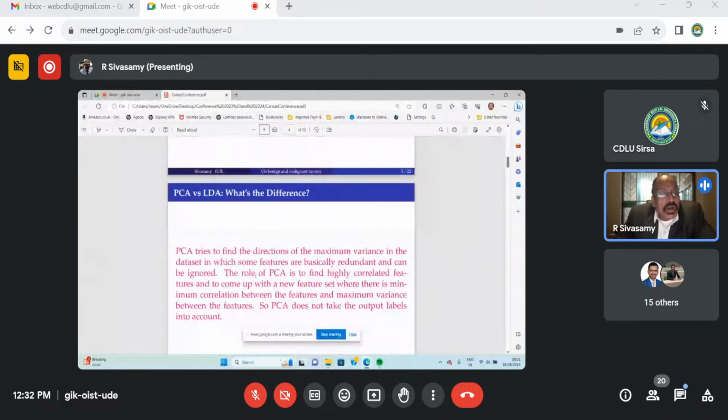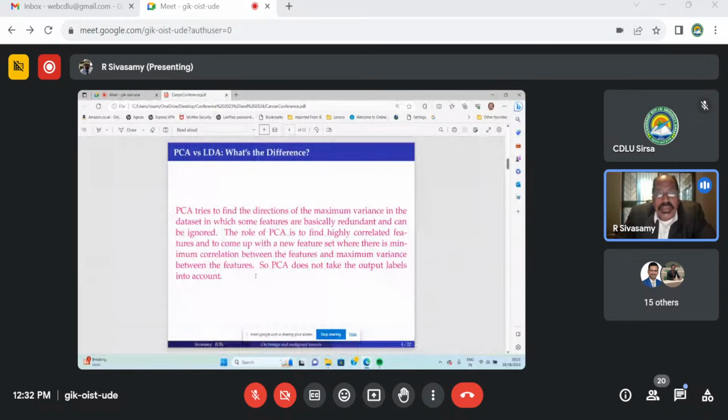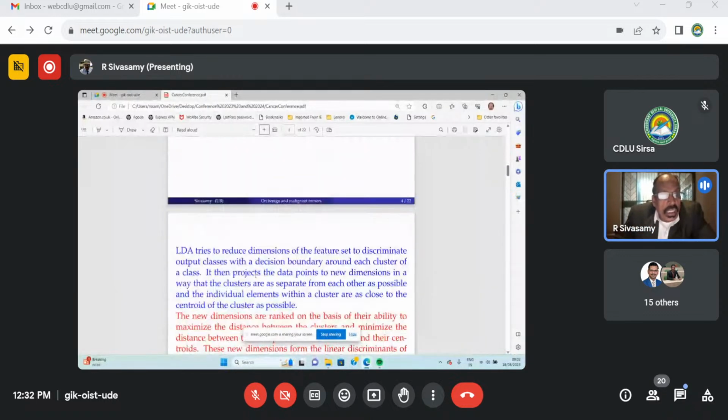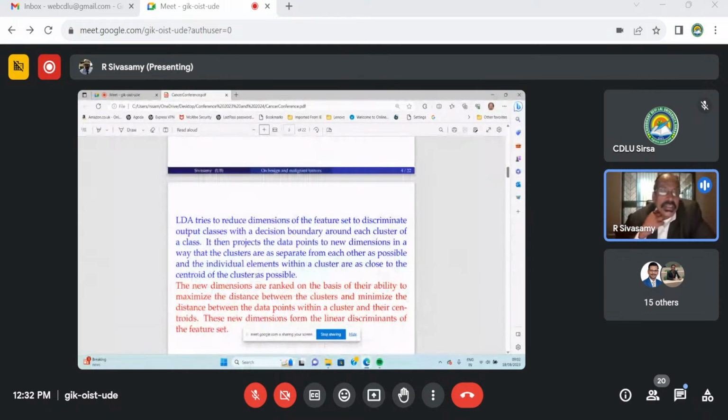We all know that principal component analysis tries to find the directions of the maximum variance in the data set. Any decision making based on variance will produce more accuracy and less error. Therefore, PCA is fully dependent on variance. It is not so with LDA, linear discriminant analysis. Both are dimension reduction methods, and they will reduce the dimension.